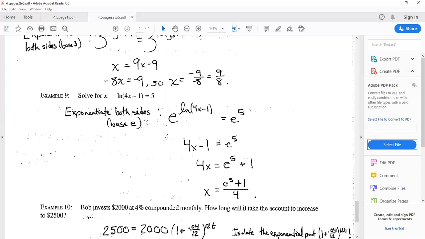So we'll just treat it like a number to go forth and solve for x. So we'll add 1 to both sides and then divide by 4. And we're left with final answer being x equals e to the 5th plus 1, all divided by 4.